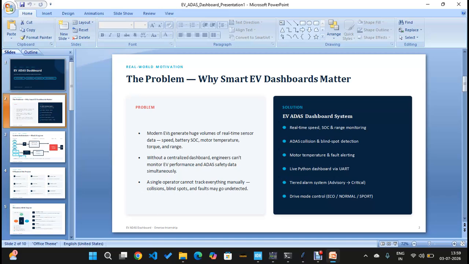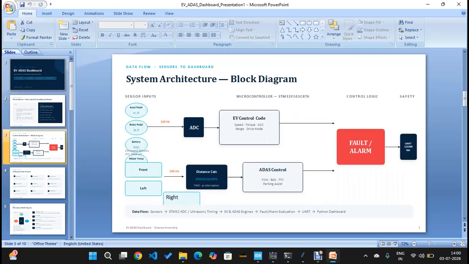We also show a live Python dashboard via UART communication, and then a tiered alarm system. We implement alarms from advisory to critical, and we also show the drive mode: eco, normal, and sports. So this is why a smart EV dashboard matters. This is the reason. Now, this is the system architecture of my project.